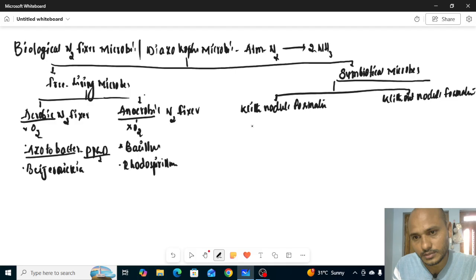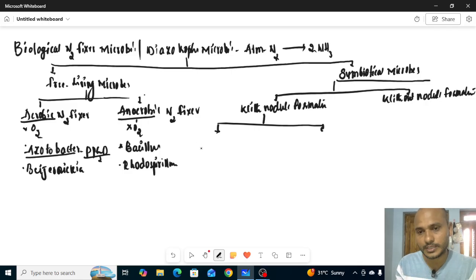Here again, based on the place where the nodule is formed, we categorize into subgroups. Nodules usually form in the root, but some microbes form nodules in the stem also. So based on that we classify them into two categories: root nodule and stem nodule.